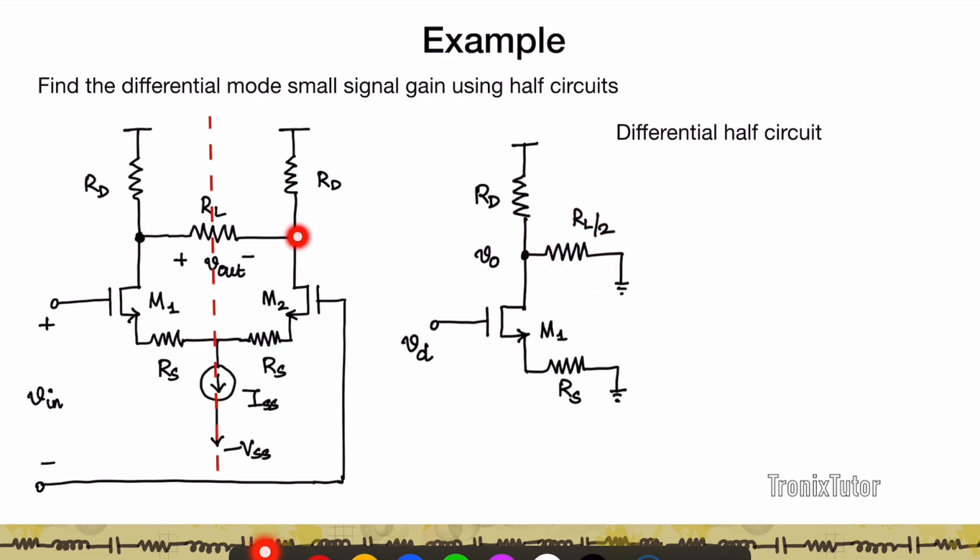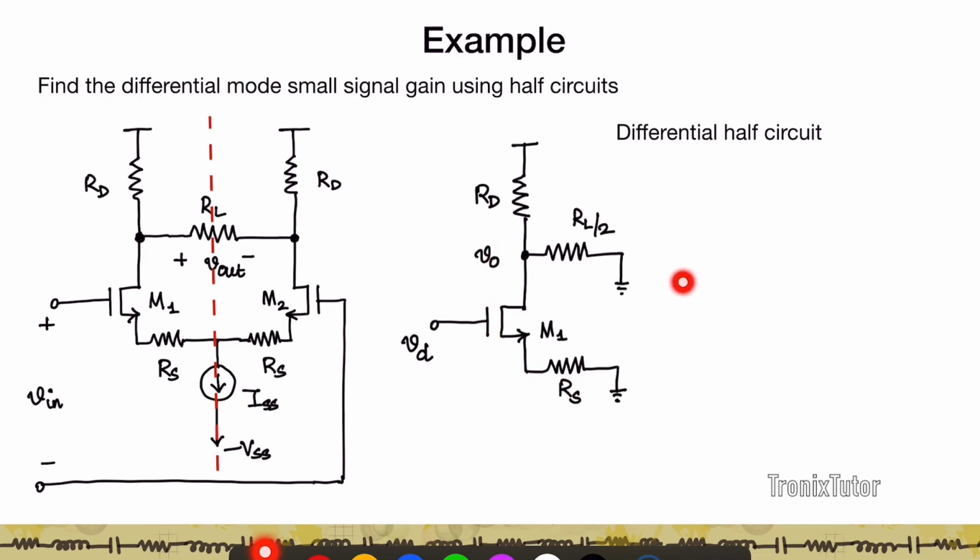Remember, these two nodes are going to be equal and opposite in voltage, which means that half of that RL by 2 is actually connected to signal ground, because right through the line of symmetry the voltage is 0. And if I look at this RS, again RS is connected between the source of M1 and the virtual ground, so that's also connected to ground. So the half circuit for this circuit reduces right there to the following circuit.